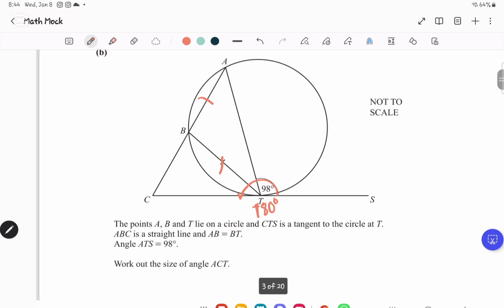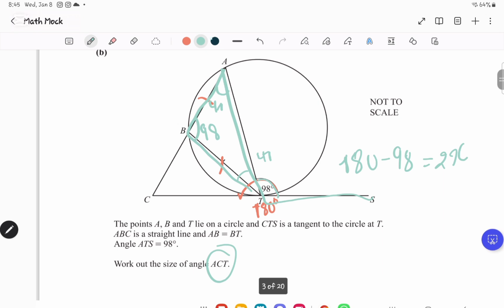Now, if you notice, this angle is intercepting the same arc as this one. So if this is 98 degrees, then definitely this is 98. And that leaves the other two angles: 180 minus 98 is equal to 2x, because in an isosceles triangle the base angles are the same. So we get this here to be 41 and this here to be 41. And that leaves angle ACT. They need us to find angle ACT. Sorry, my bad. This is what they need us to find.